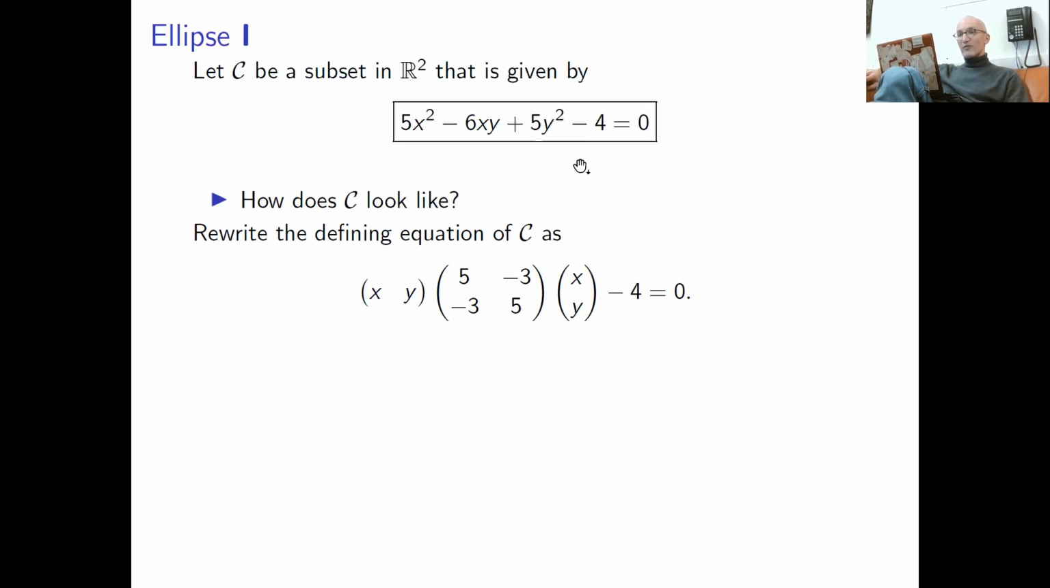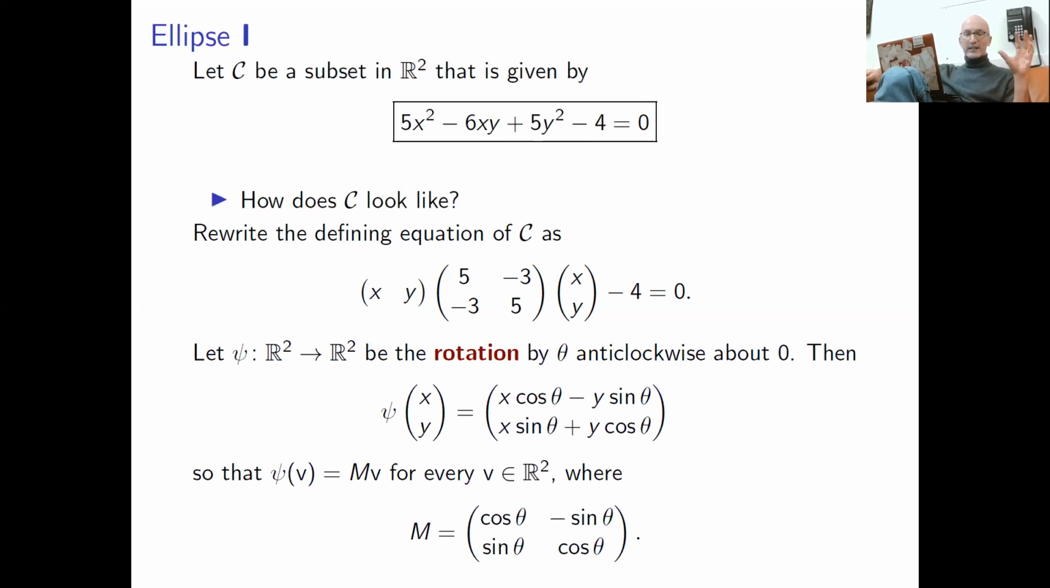Anyway, we already know that we're going to rotate something. So let's consider a rotation of the plane around the origin, anti-clockwise. Let's call this rotation psi. The rotation psi is basically a linear operator whose standard matrix is this. We already discussed this many times. And these are all the orthogonal 2 by 2 matrices whose determinant is 1.